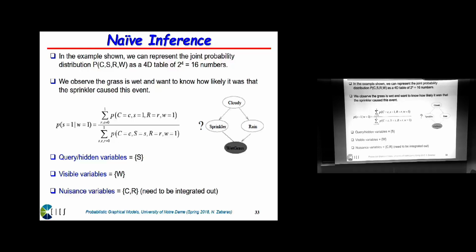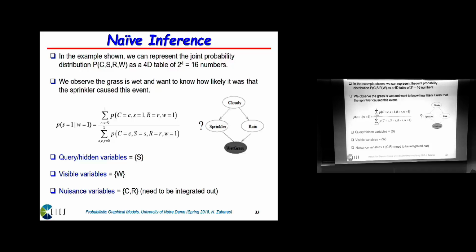And if you have no interest in estimating them, you know what you need to do with them? You need to integrate them out. That's the Bayesian way. So C, R, and S are really hidden variables, but in this case I only care about the sprinkler. So this is what I'm going to call my query variable. The others are hidden variables that I don't care about, so I am going to integrate them out, on C and R.